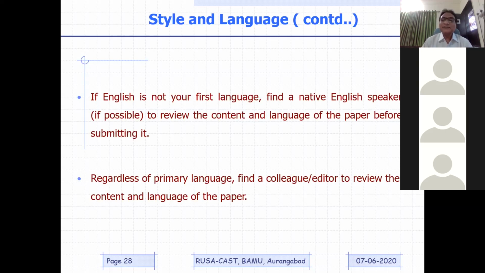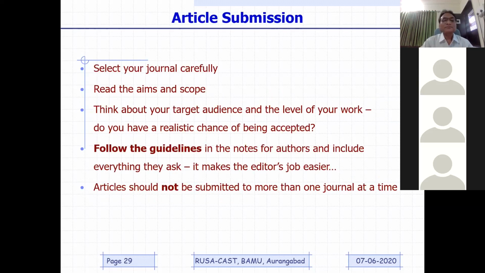You should identify a colleague in your own department, in your own college, in your own institution, who has good authority in English, and you can ask your colleague to go through your manuscript. He could be one of the authors, a co-author in your manuscript. If we can have this kind of practice, over time it will be easier for you to address this problem.